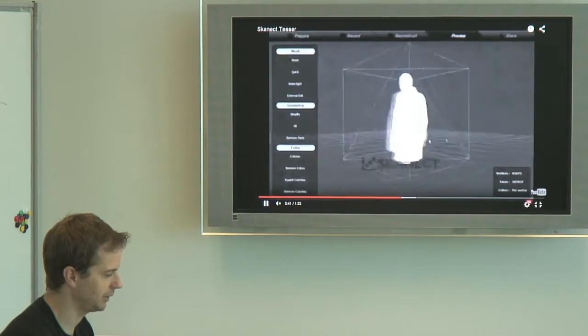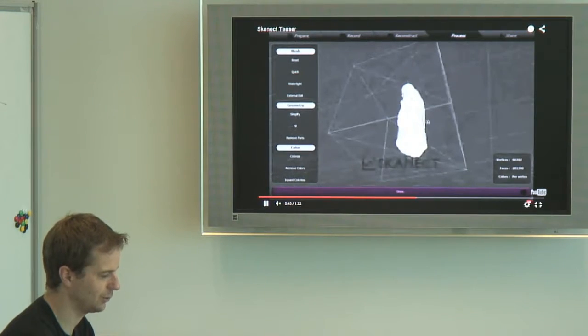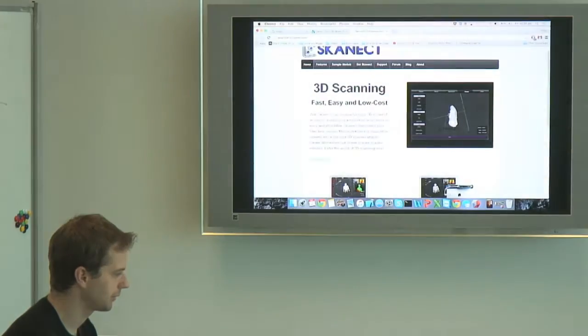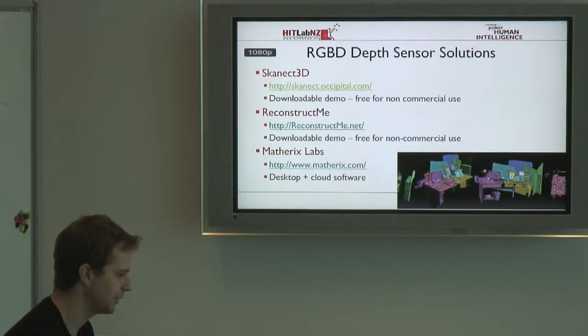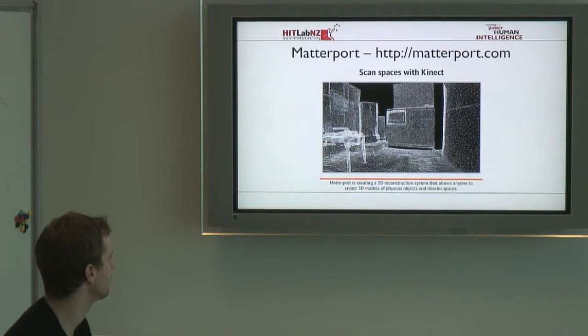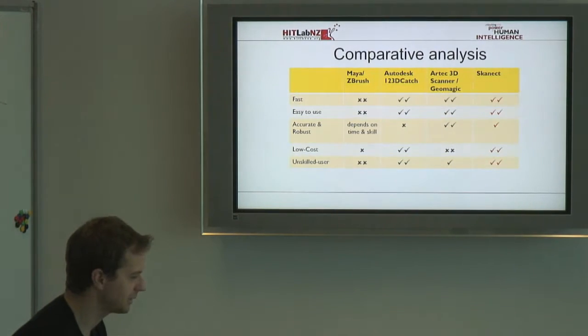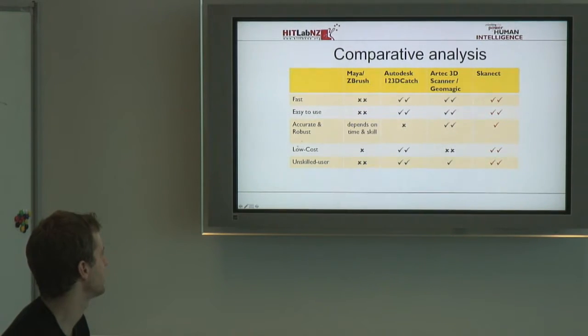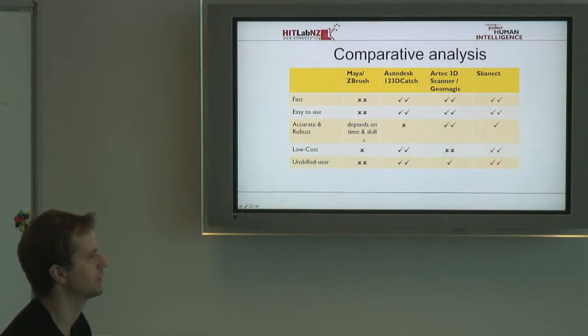So here they are scanning a 3D model of someone, and then there's software in there to fix the geometry, filling holes and stuff like that as well. Which is pretty cool, and it's free for non-commercial uses, so we use it as a demo because it kind of blows people's minds. There are other things as well, so there's ReconstructMe, and Matterport, which is used more for scanning spaces rather than objects. So just to finish this up, here's a comparative analysis of some pieces of software, or you could really define these as being less the software, but more the techniques.